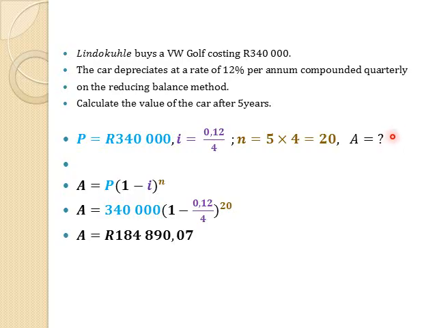A is what we're looking for. The formula used, because it's a reducing balance method, is A = P(1 − i)^n. 340,000 in the place of P. Interest 0.12 over 4, and n is 20. Punch it in the calculator. After 5 years, my car's value is 184,890 Rand, 7 cents. I hope you follow. So you have to get used to the procedure. That's the important part: what goes where?